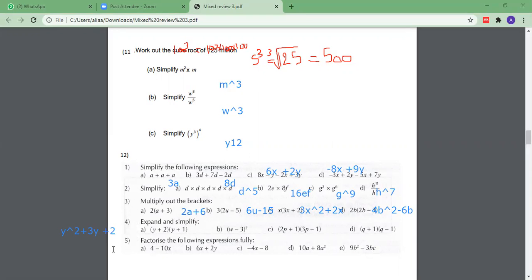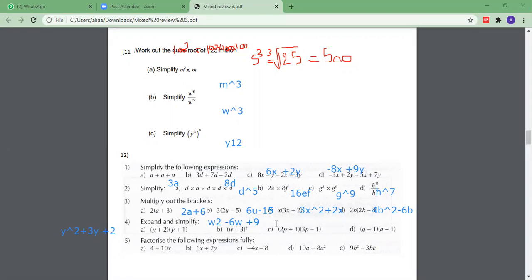Okay, and this one, I will expand it as if it's y minus 3 multiply y minus 3, two ordinary brackets. So it will be y, sorry, w power 2 minus 6w plus 9.